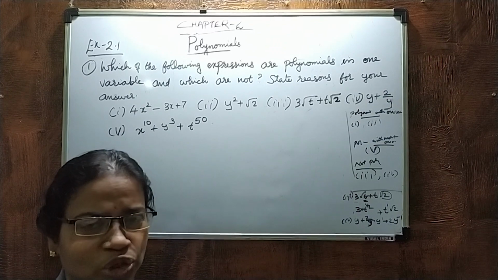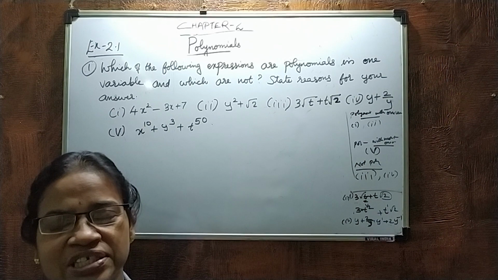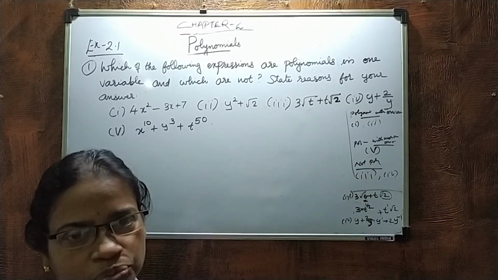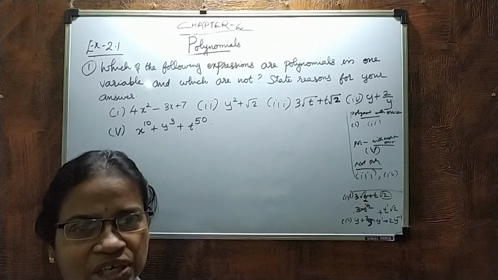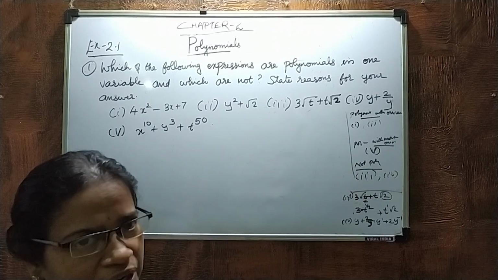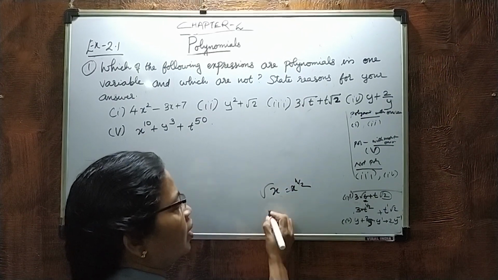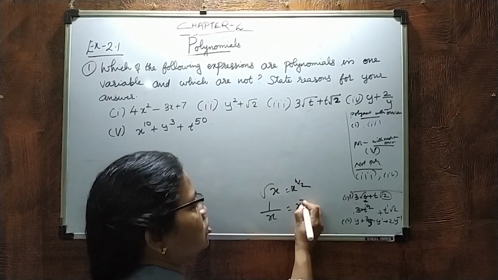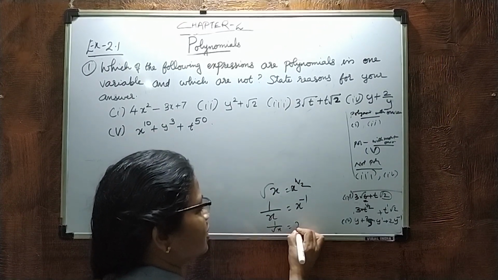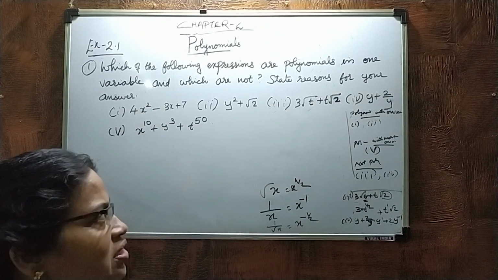Once again I will make you understand. You have to remember the laws we studied in 7th standard. Root x is equal to x raised to 1 by 2. 1 by root x is equal to x raised to negative 1 by 2. 1 by x means x raised to negative 1. These are things you have to remember, then only you can understand this one.